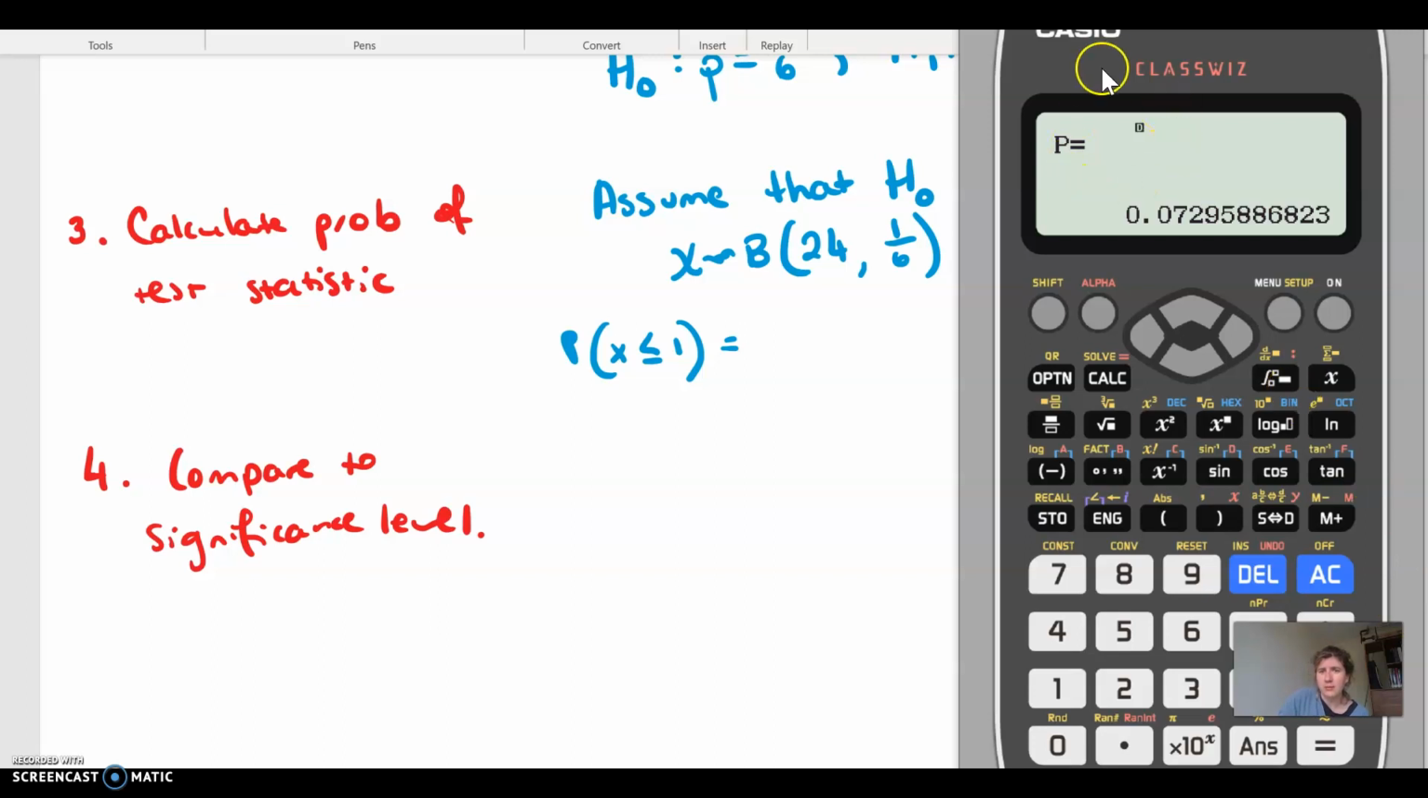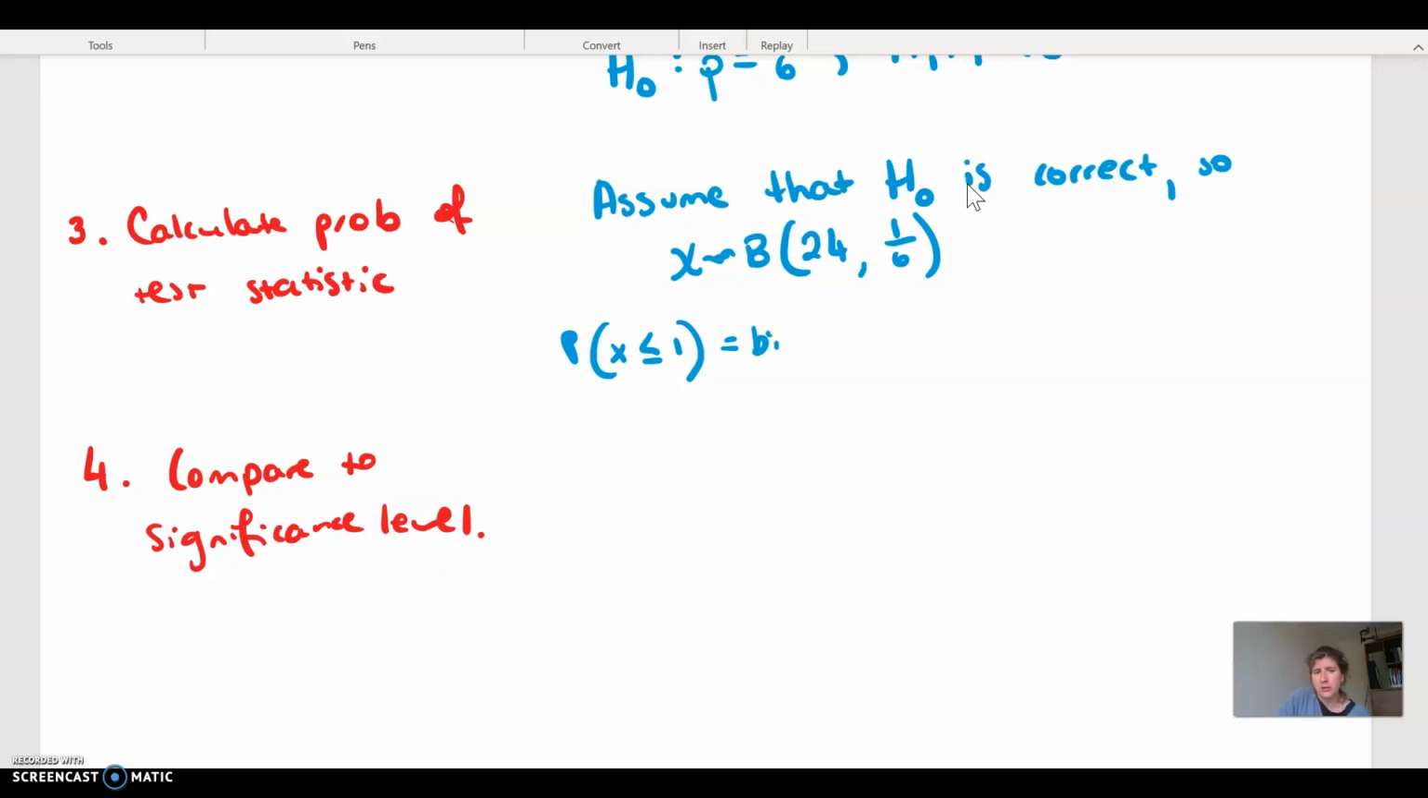All right, and we end up with our probability that x is less than or equal to 1. We always have to write this at home whenever we're doing it: binom CDF 24, 1 out of 6, 1. I've done it to 4 decimal places, so our probability ends up being 0.0730. If we convert that to a percentage, that's 7.3%.